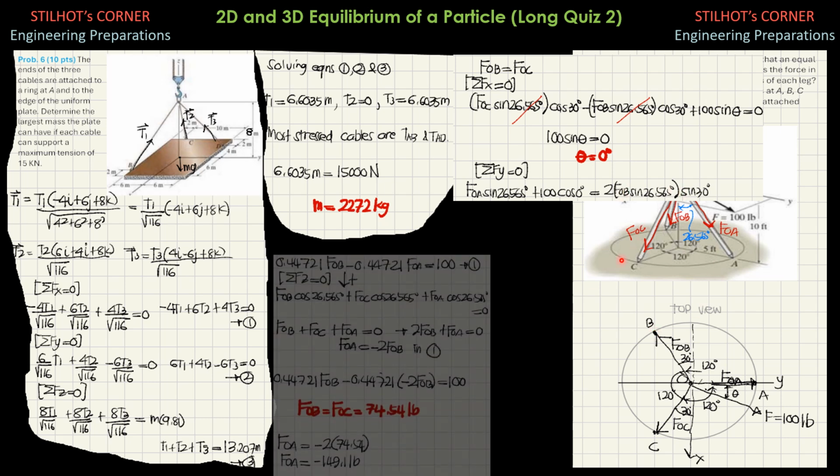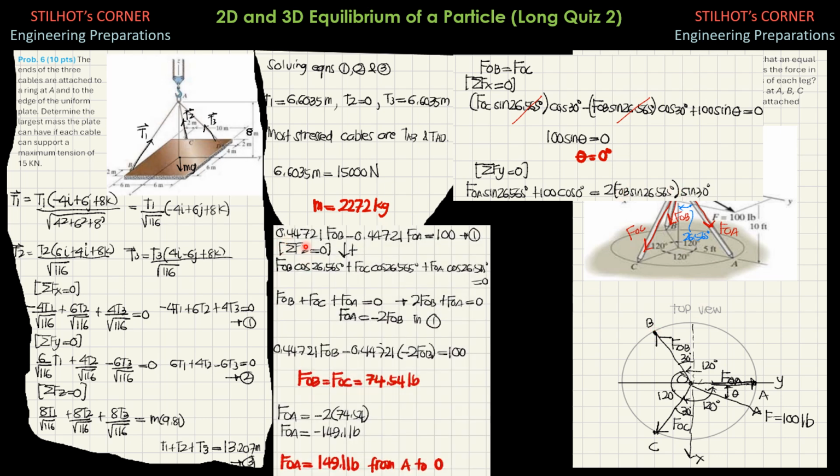Simplifying, we have 0.44721 FOB, which is this, then minus sine 26.565 degrees FOA, which is minus 0.44721 FOA, then leaving 100 here, equals 100. Call that equation 1. Then summation forces along Z equals 0. Because all forces are downward, we'll just make downward positive, so all these are treated as positive.